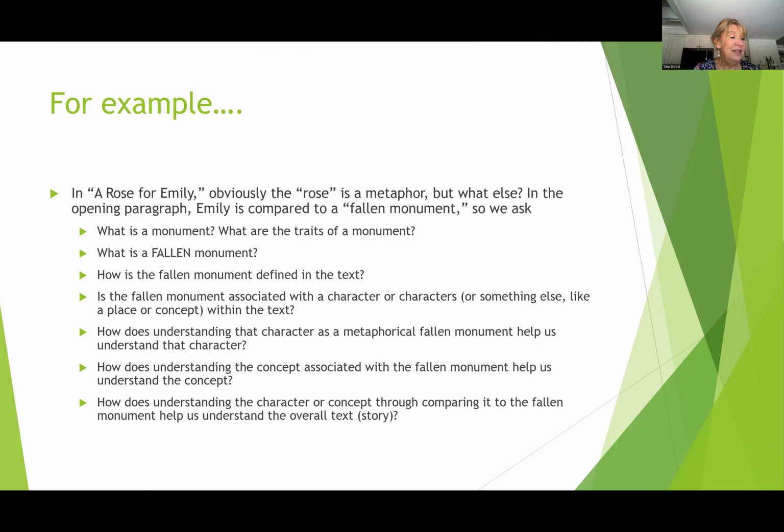And Emily is this fallen monument. So then we would go, okay, how do we begin to understand, by looking at the traits of this monument, how does it help us understand Emily? And how does it help us understand the overall text? So we might look at how it's actually defined in the text. We've looked it up abstractly, as an objective definition. And then we look at how it is defined in the text.